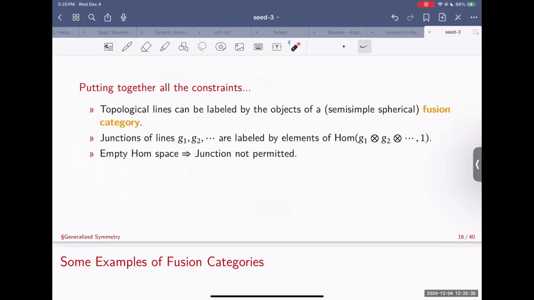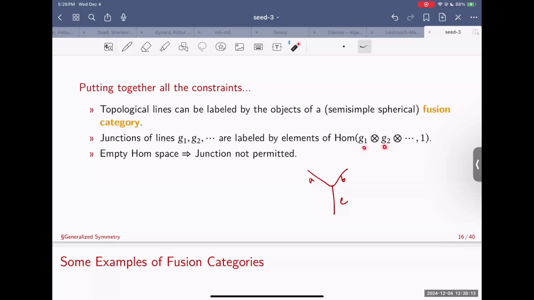And so junction, and these line operators come with some consistency constraints. For example, whenever there is a junction of line operators with various levels, G1, G2, then these junctions are labeled by elements of the Hom spaces from the product of all the elements incoming at the junction to the identity element of my fusion category. And if this Hom space is empty, then such a junction is not permitted.